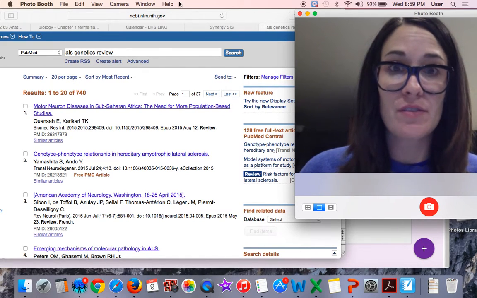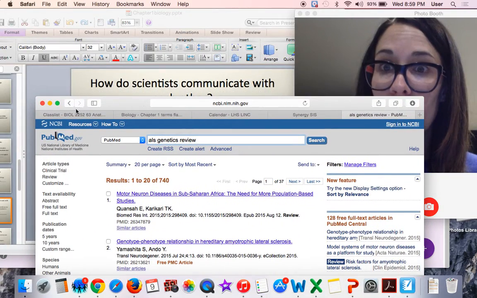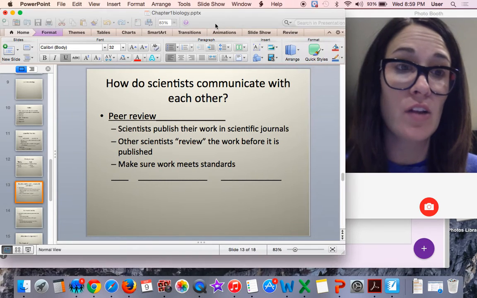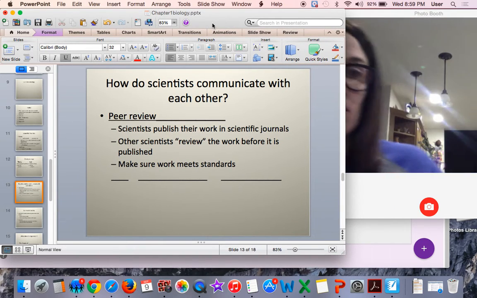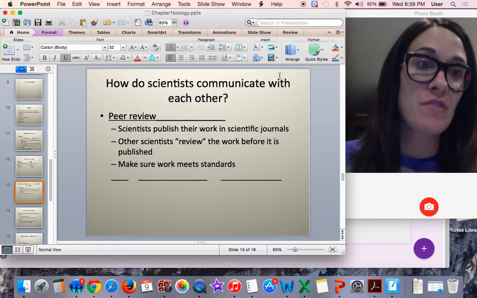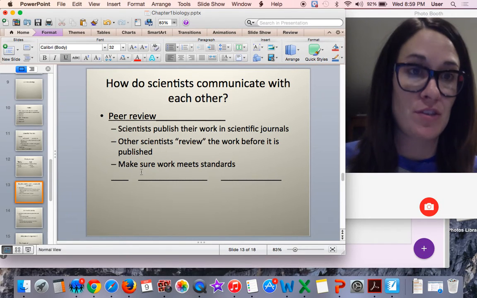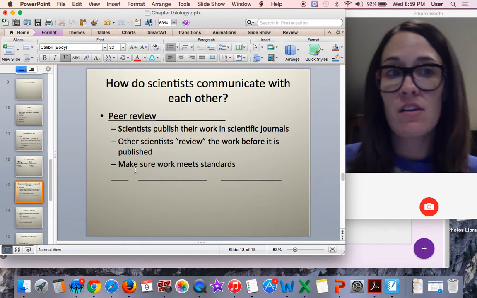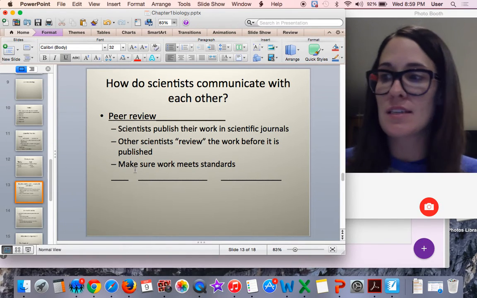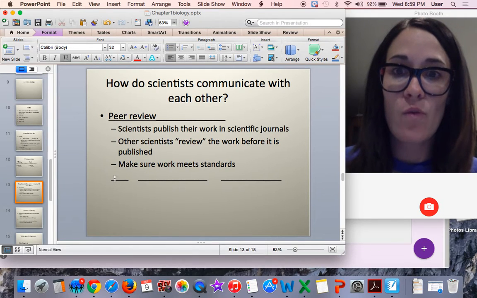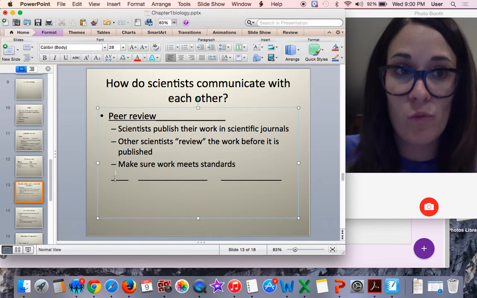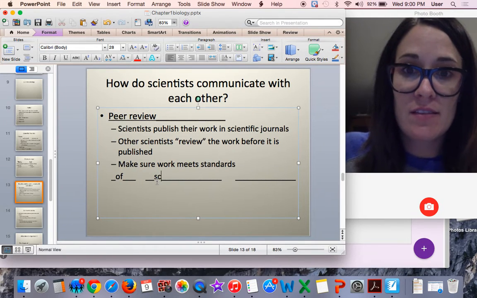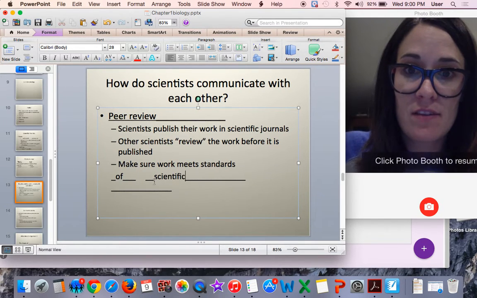Let's go back to your notes here. So before they can get them published in these scholarly journal article places, they need to have their work reviewed before it is published by other scientists that are in a similar field of study. The reason why scientists practice this, they want to make sure the work, the research that's done, meets the standards of the scientific community.